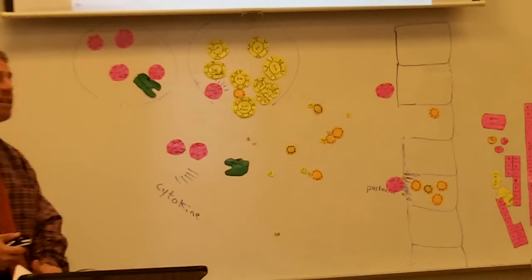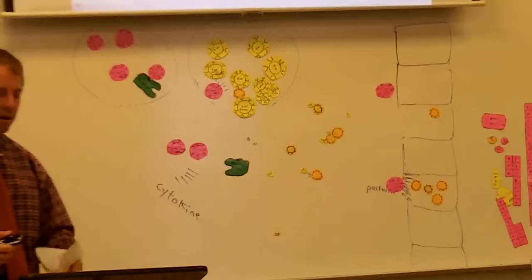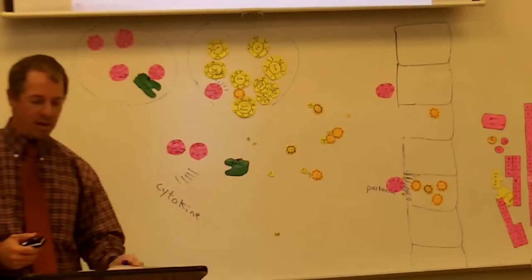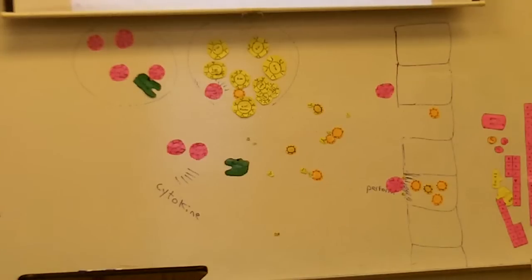Adaptive immunity. That's the adaptive immunity that vertebrates have, and it's a way that once you catch a disease, you won't ever get sick from that disease again because those memory cells are hanging out.